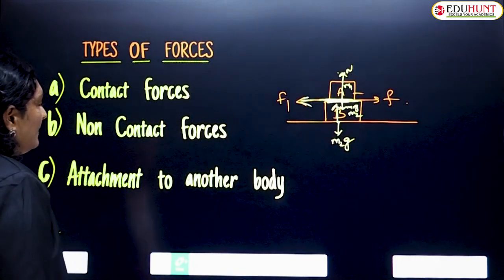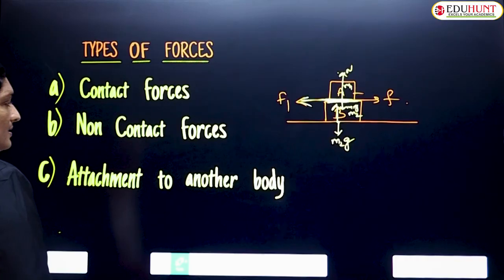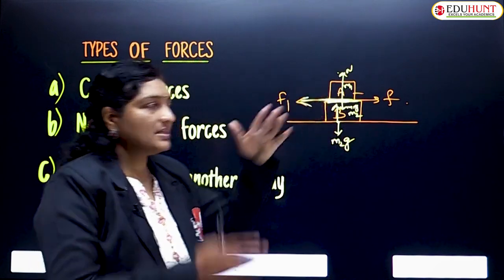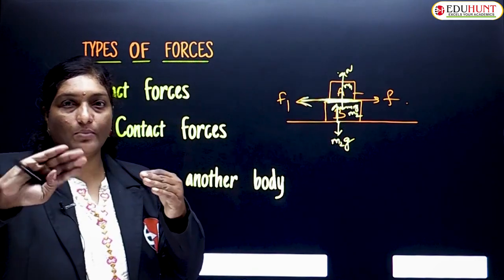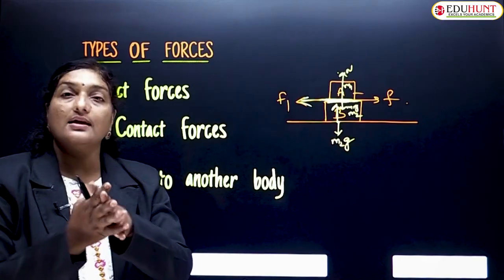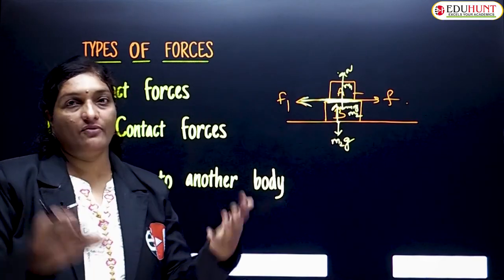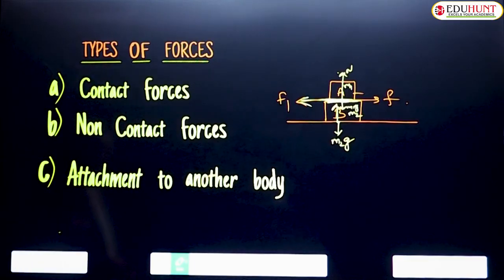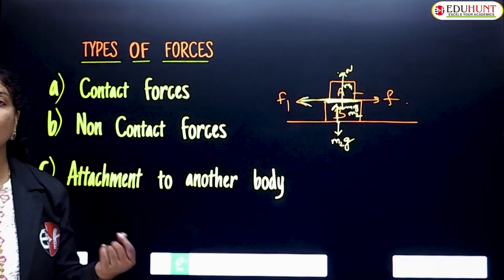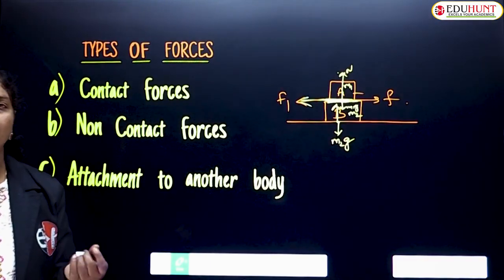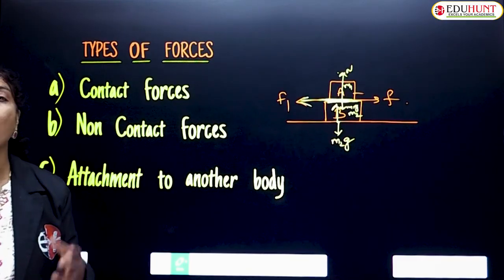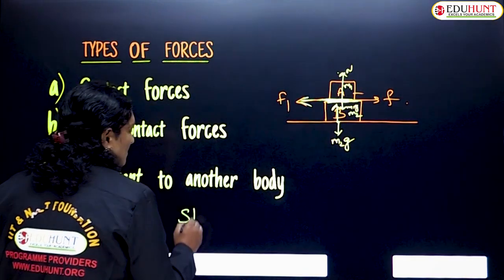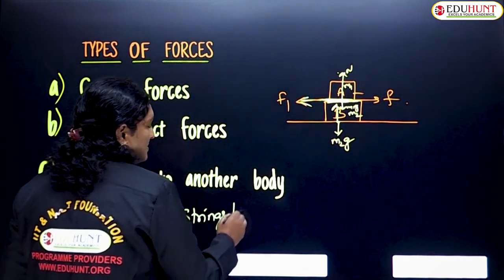Children, now moving to the attachment to another body. How are the bodies attached? What we discussed was only regarding two surfaces in contact. When force is applied on one body, because of the contacting surfaces, there must be some frictional force that comes into play. Whereas attachment means two or more bodies are connected with the help of strings or springs.